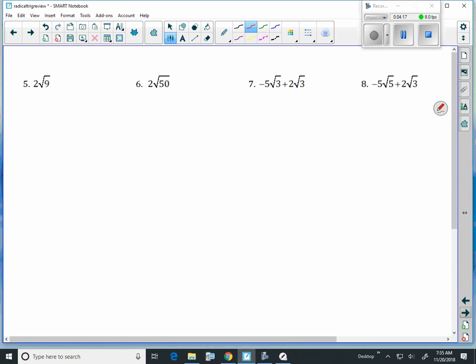All right, let's do some more. Now, you're going to notice that there's a number on the outside. Not a big deal. You did the same process. It just has something else at the end. So when we look at the square root of 9, is 9 a perfect square? You bet. What's the square root of 9? 3. So now it's just 2 times 3. It was 2 times the square root of 9, but the square root of 9 is 3. 2 times 3 is 6, so that's your final answer.